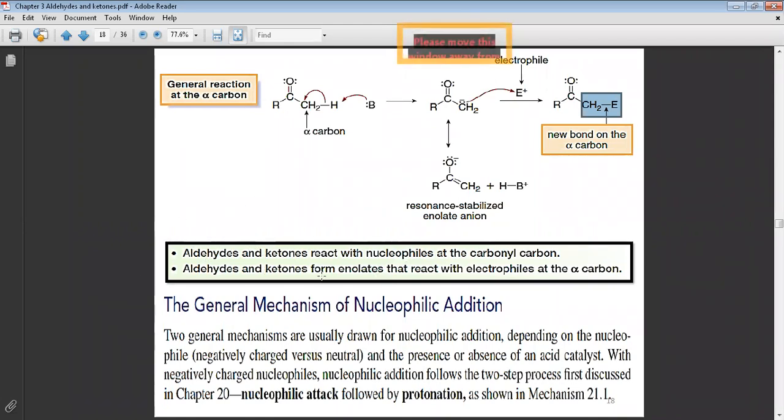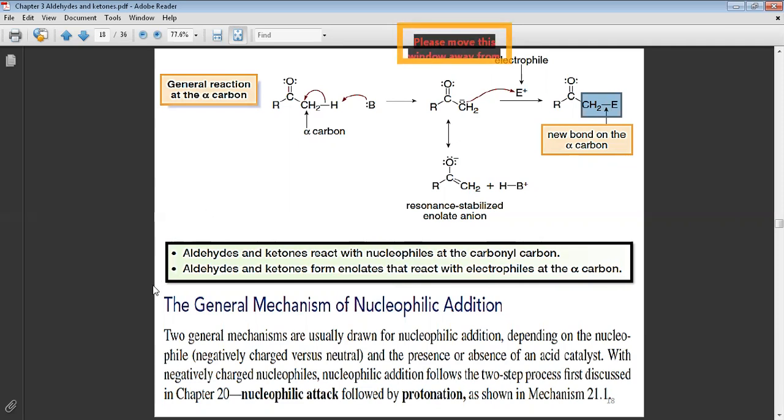Aldehyde and ketone react with nucleophile at carbonyl carbon. Aldehyde and ketone form enolate that reacts with electrophile at alpha carbon. That means we have two possible ways the aldehyde and ketone can react. The first one, react on the carbon of the carbonyl group. The second one, react on the alpha carbon to give you enolate, and the enolate will react with the electrophile.